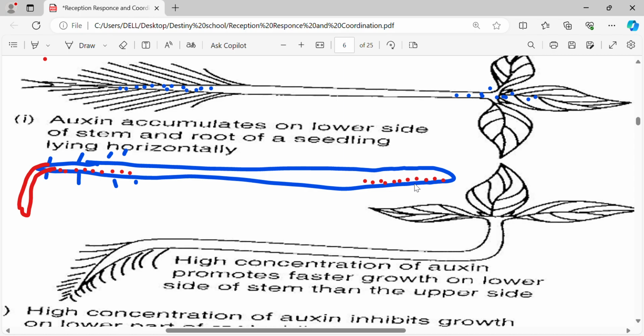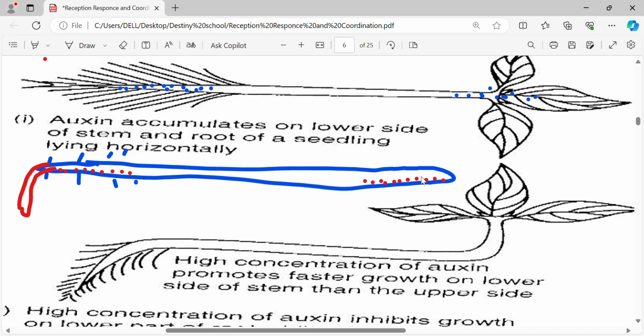So what is going to happen here is very simple. Now on the lower side we have a high concentration of auxins. It is this part that is going to grow faster, while the upper side is going to have a low concentration of auxins. This one is in the shoot. So the upper part will be growing slowly, while the lower side will be growing faster, because this one is in the shoot. It is the opposite of what happened in the root.